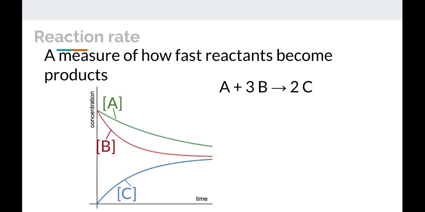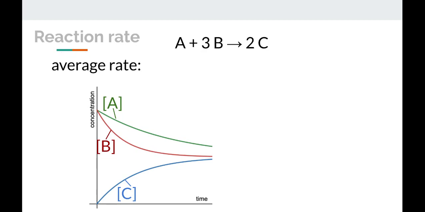This is what a graph of concentration versus time might look like as the reaction proceeds. At first, the concentrations of A and B will be quite high because they're reactants, and the concentration of C will be essentially zero because there isn't any until the reaction starts producing C. As time goes on, the concentrations of A and B will both drop, but the concentration of C will rise. And by looking at how fast those changes are taking place, we can express the rate of this reaction.